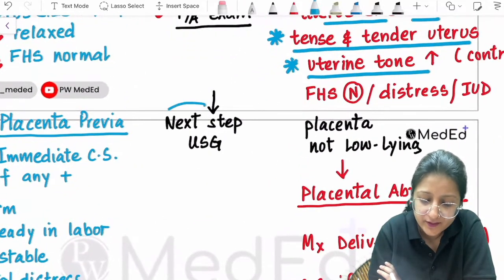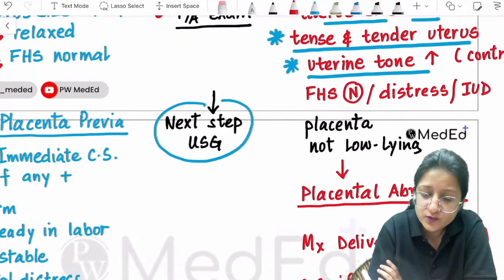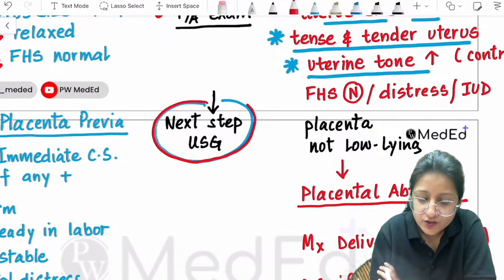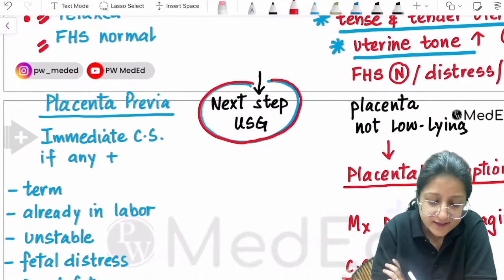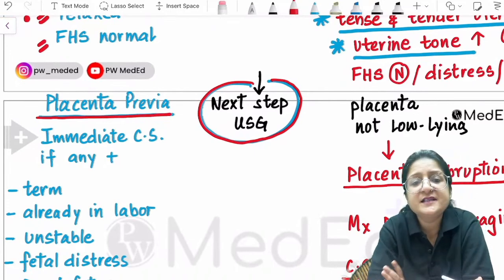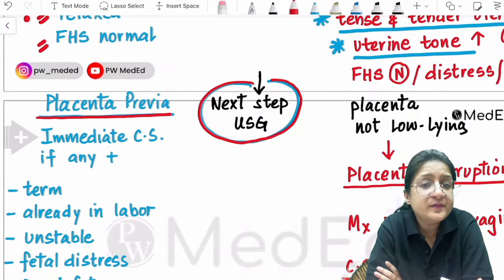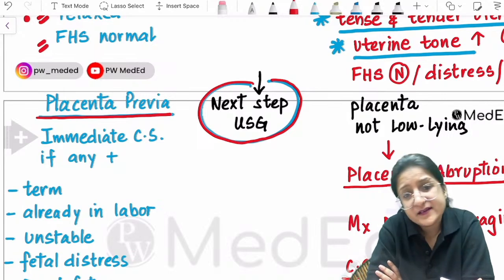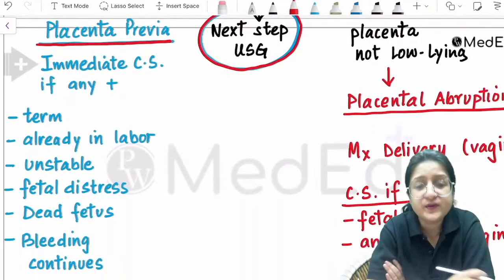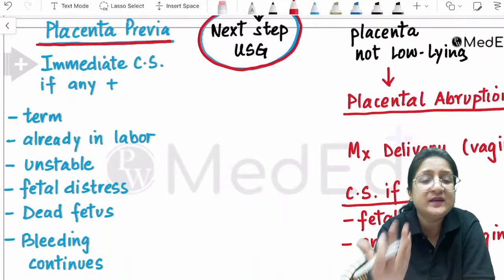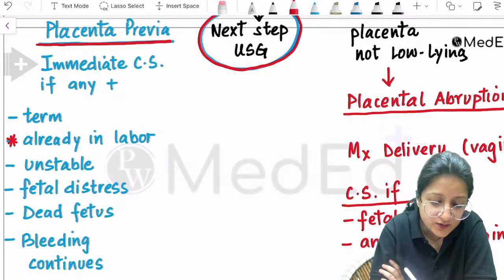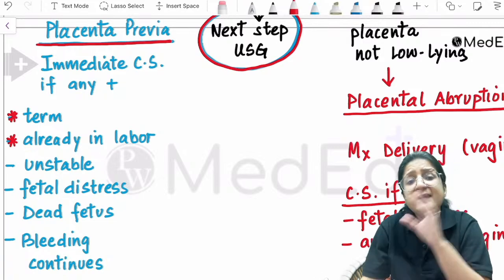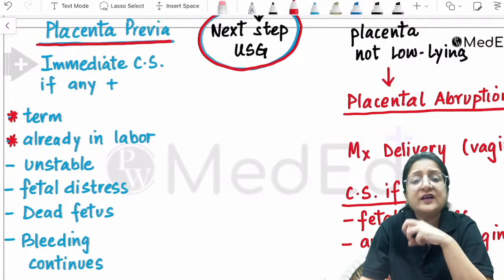If in the same scenario they had asked you the next step, it is going to be an ultrasound. Ultrasound will tell you the location of the placenta. So ultrasound will tell you, yes, it is a placenta previa. If it's a placenta previa case, then delivery has to be by cesarean section. So immediate cesarean section is done if any of these is present. For example, if it's a bleeding placenta previa, or the woman is already in labor, or she is already term. It doesn't matter if there is no bleeding also. We will not wait for the patient to bleed.